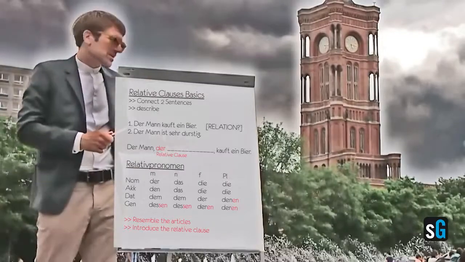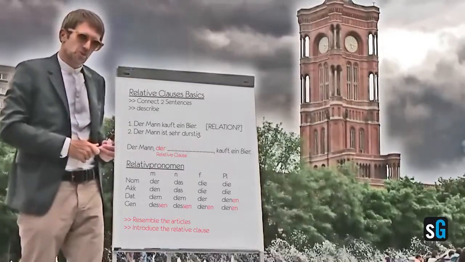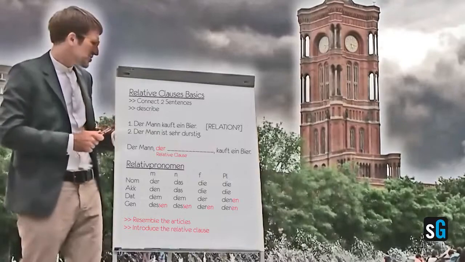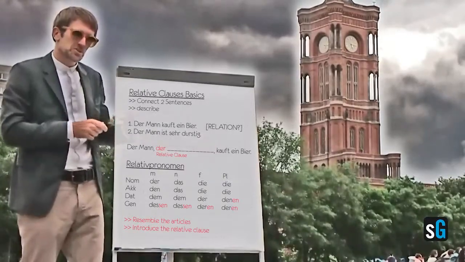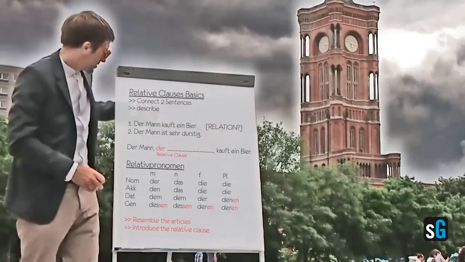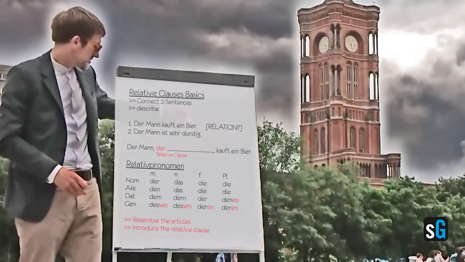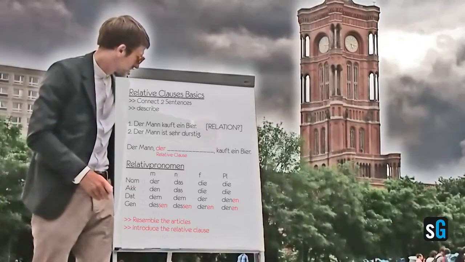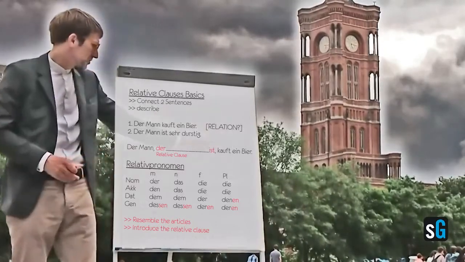A relative clause is a Nebensatz, a side clause. And you remember from the other videos, side clauses have one specialty. They take the verb at the very end. So the verb here is ist. Let's cross that out, because we have used it already.